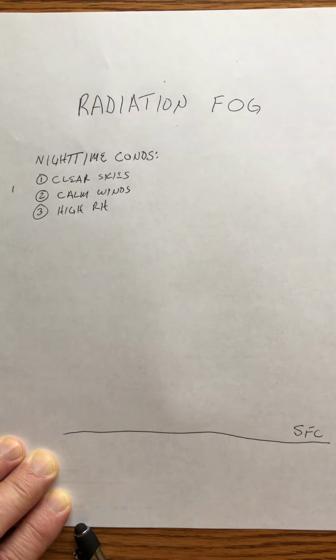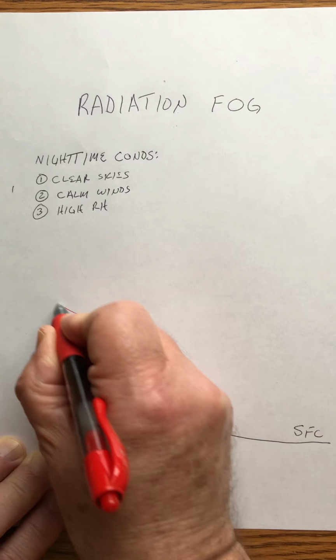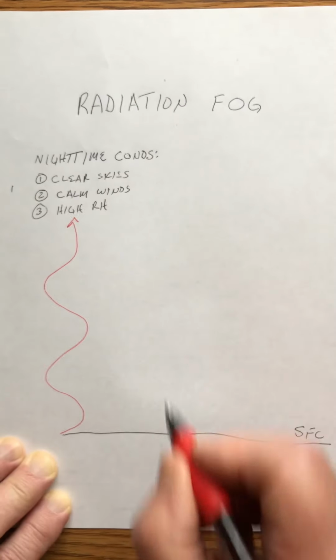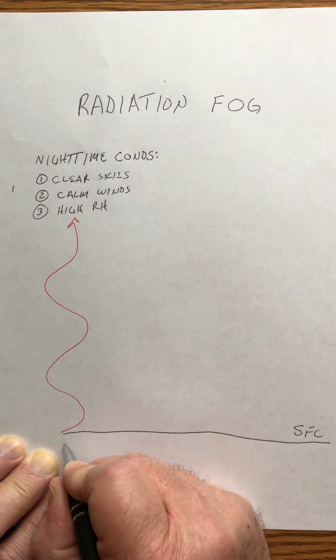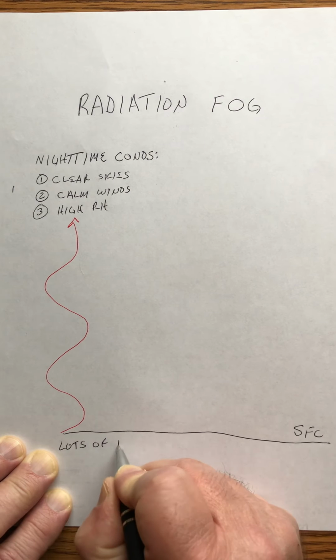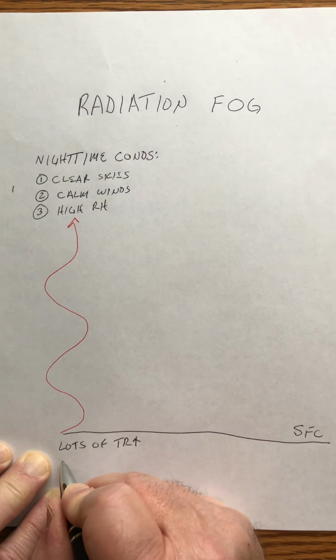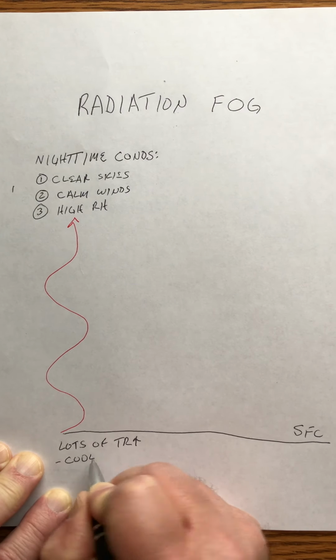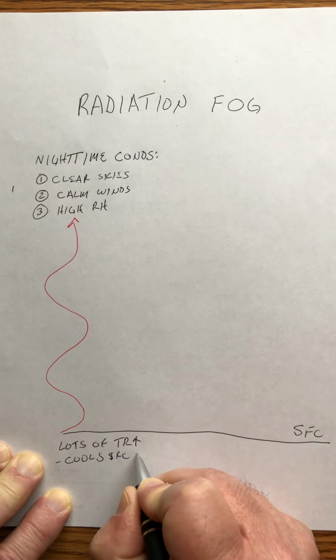So under the clear skies, why that's important is that infrared radiation can leave the Earth's surface, head out towards space, and that will rapidly cool the air. So lots of outgoing terrestrial radiation, infrared radiation, that's going to cool the surface. Cool the surface rapidly.